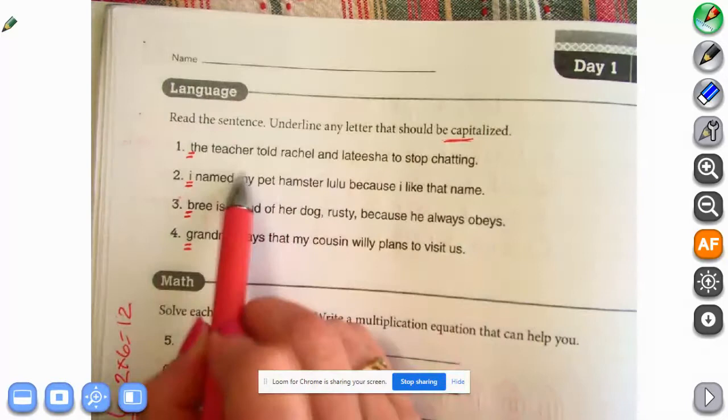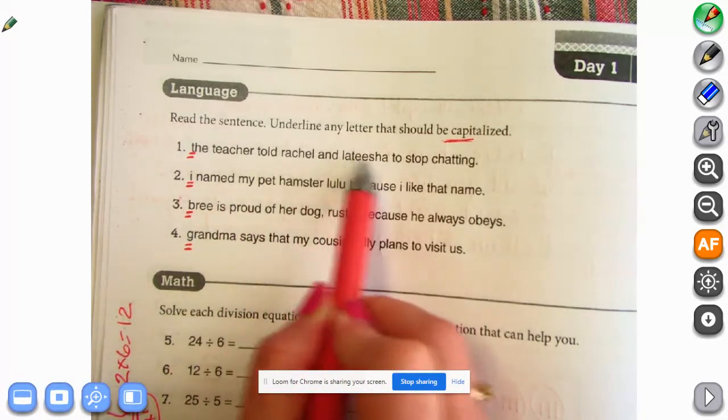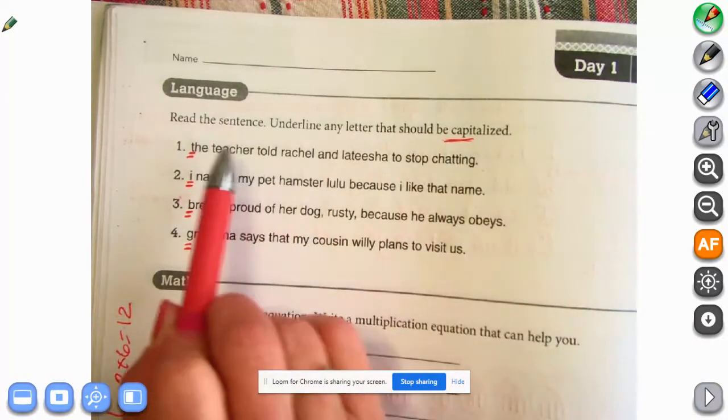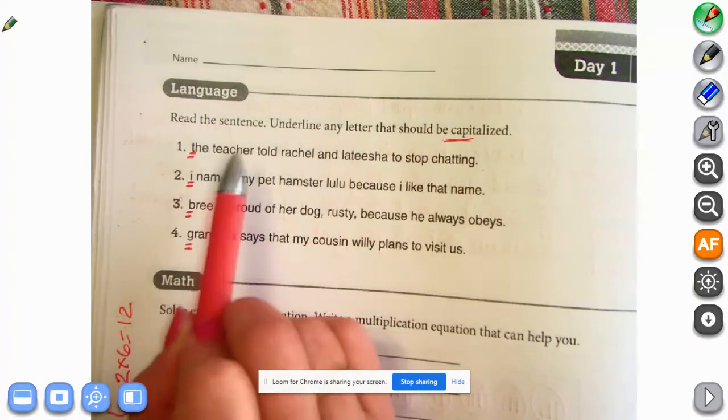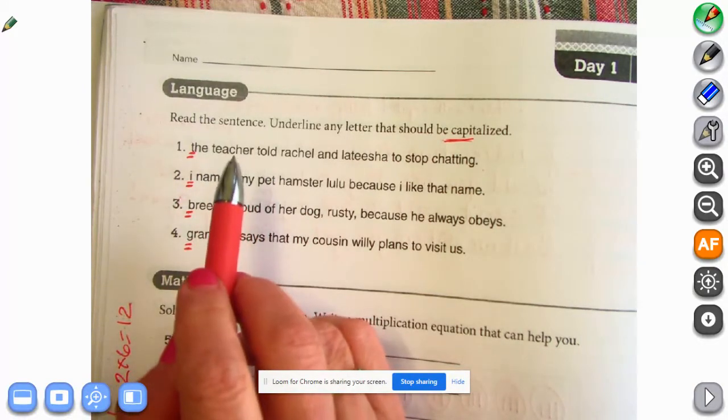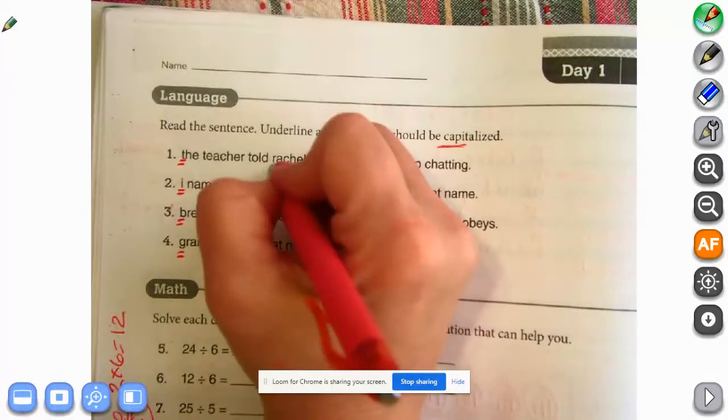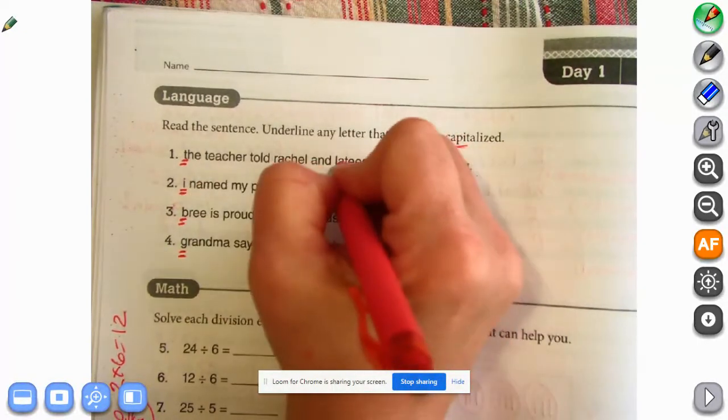So let's go back to number 1. The teacher told Rachel and Letitia to stop chatting. Okay, we know that the first letter should be capitalized. What else should be capitalized? The names of these people. So 2 little lines under these 2.